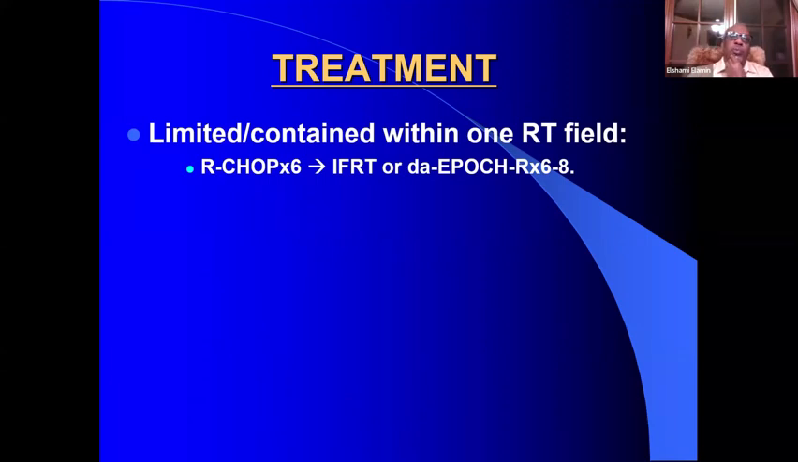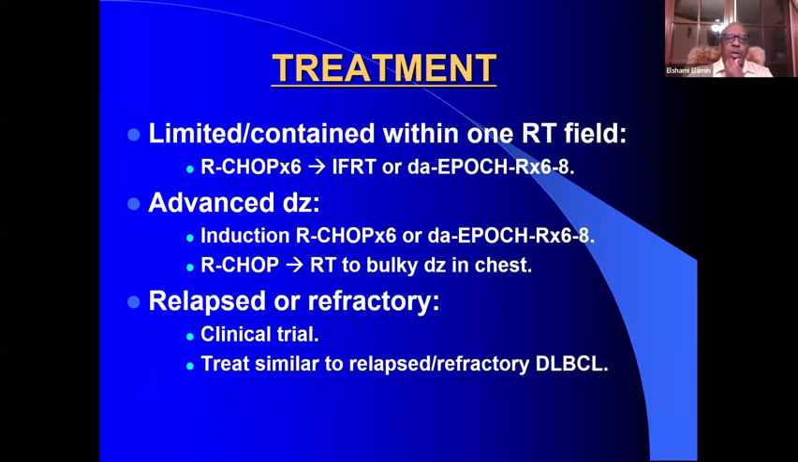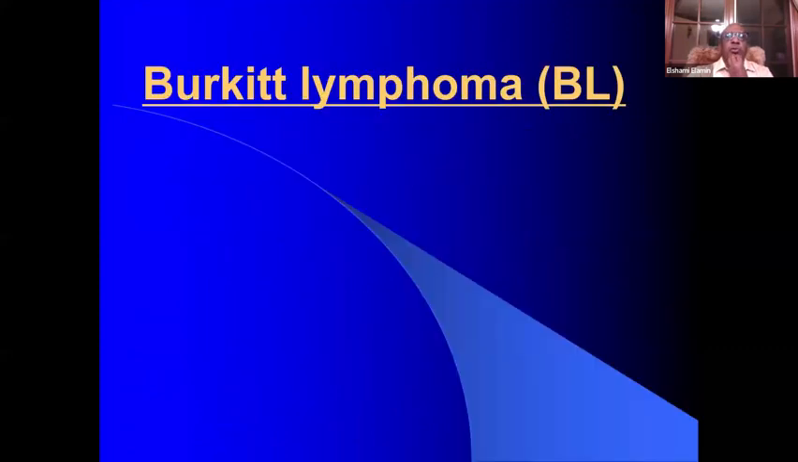We treat with R-CHOP for 6 cycles, and we give involved field radiation, or we give dose-adjusted EPOCH-R for 6 to 8 cycles. Advanced stage, we give R-CHOP times 6. We don't radiate unless bulky disease. Relapse, clinical trial.